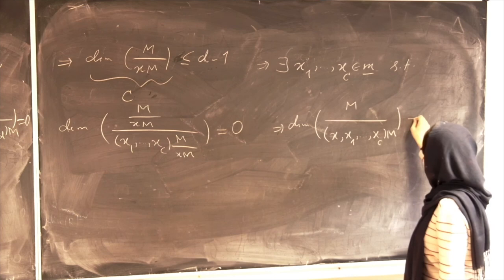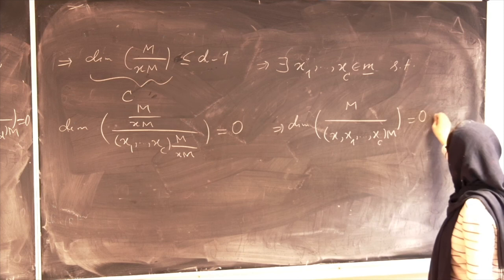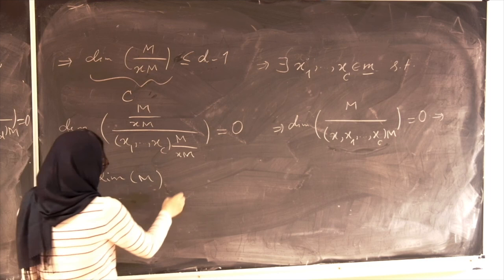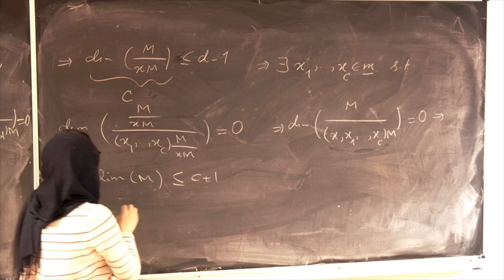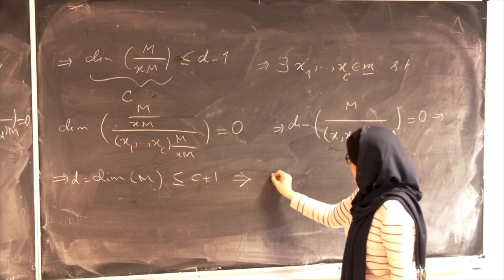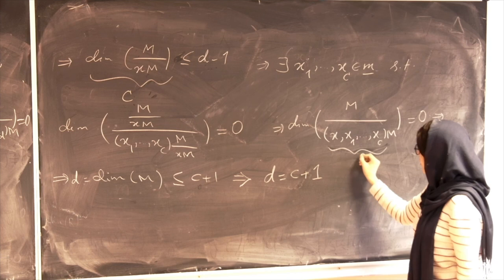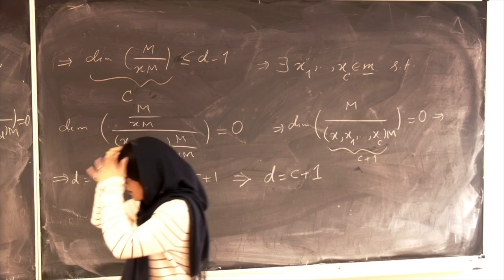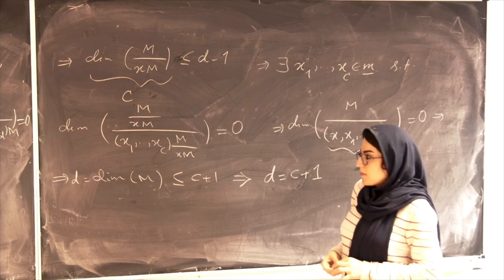So this is zero. Now I use part one, which we proved, that the length of this sequence is an upper bound for the dimension. So the dimension of M is less than or equal to c plus 1. So here we have c less than or equal to d minus 1. Here we have c bigger than or equal to d minus 1. So d is exactly c plus 1, which is the length of the sequence that we found. So we found exactly a sequence of length d such that this dimension is zero. And this shows the existence of systems of parameters.